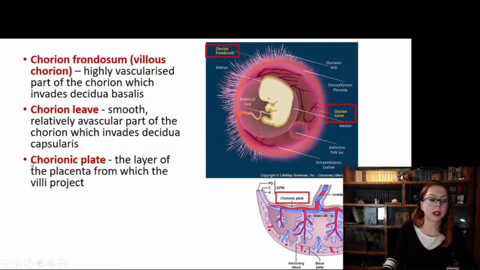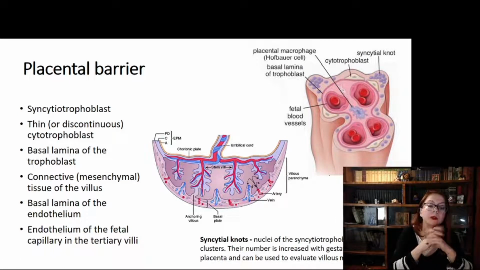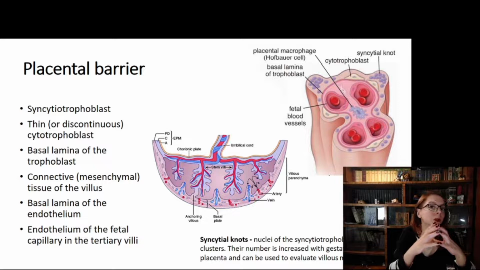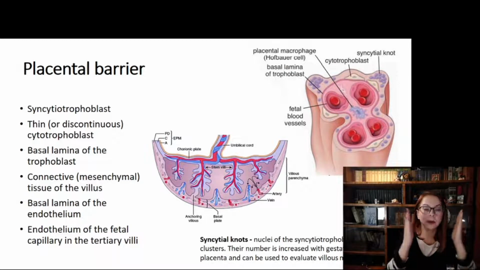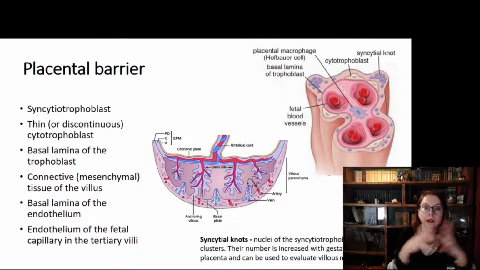Also, one more term should be kept in mind. This is the chorionic plate. Chorionic plate here. This is the layer of placenta from which the villi project. So here is the chorionic plate. Then, talking about placenta, another term you should remember and define is the placental barrier. Placental barrier is the barrier between the fetal and maternal blood. They never mix with one another, and they are separated by the barrier, made up of components you have to remember. Why is this barrier important?